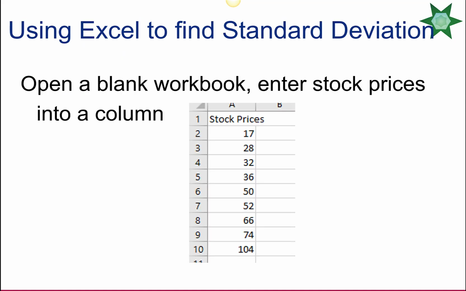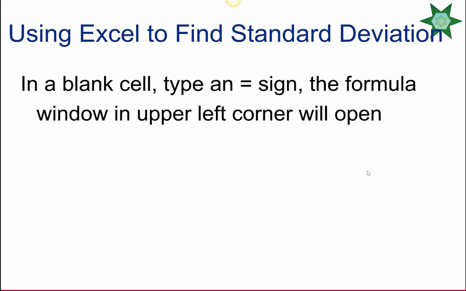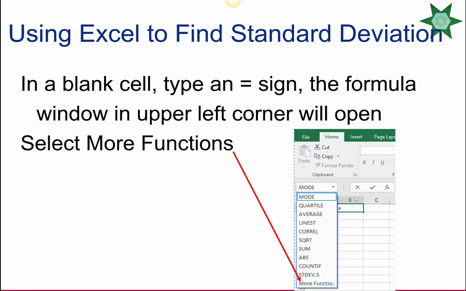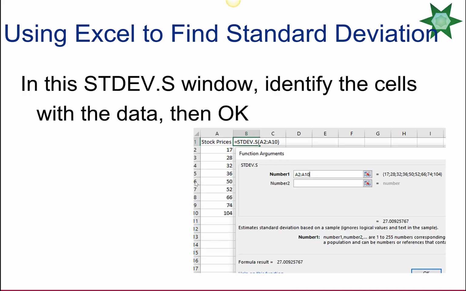Now, I'm going to urge you to use Excel to find the standard deviation because it's very easy to do. I put the stock prices into one of the columns, and then, just like we did before, pick a blank cell, type an equal sign, the formula window will open up, and you want to be very careful here to select more functions, and you want to use STDEV.S for a sample, the standard deviation of a sample. Identify the data values that you want to work with, and then hit OK, and it will put it into that cell. And notice here, the standard deviation is 27.01, which is what we found when we did it by hand.